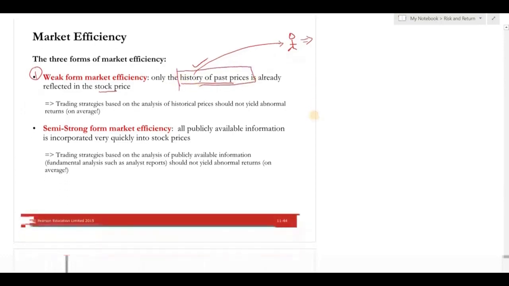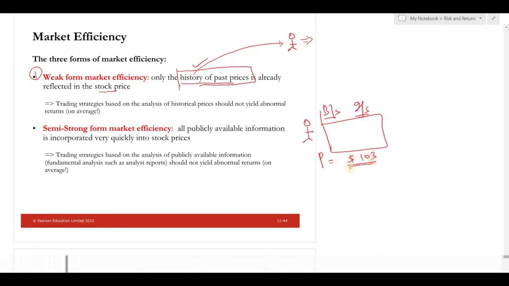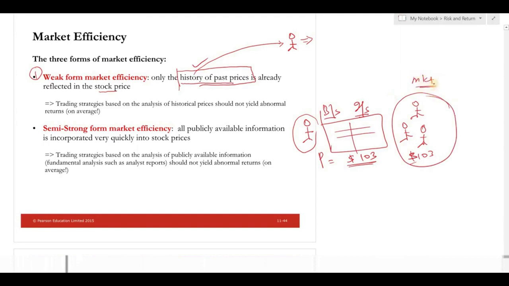The type of information is historical stock prices. Okay, and semi-strong form of market efficiency is if you can find the price based on maybe the balance sheet, income statement. Based on this information, you are finding a price, and let's say the price should be 103. This price is also calculated by other people, because this information is already available. So if you cannot outperform the other market participants, or the market, based on this public information, then it means the market is efficient. Nobody can outperform each other. So that is the semi-strong form of market efficiency.